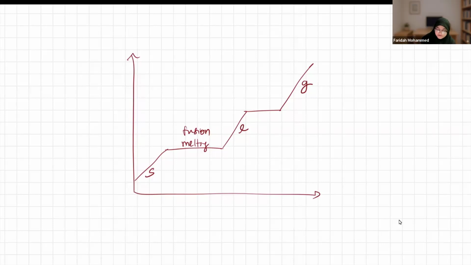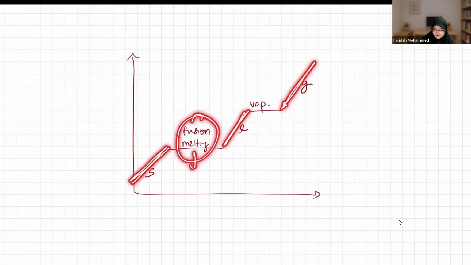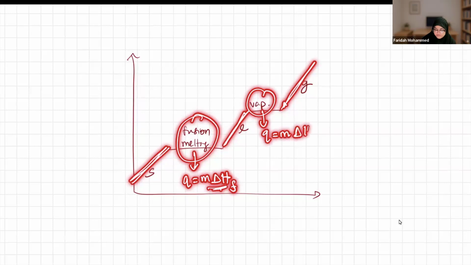Okay, and then for this one, this is vaporization. Now, because this one is what? Increase in kinetic energy. Why? Because temperature is kinetic energy. Increase in temperature, increase in kinetic energy. This one, you're going to do Q equals M delta H. The delta H for melting, you're going to use fusion. The delta H for vaporization, you're going to use M delta H vap.